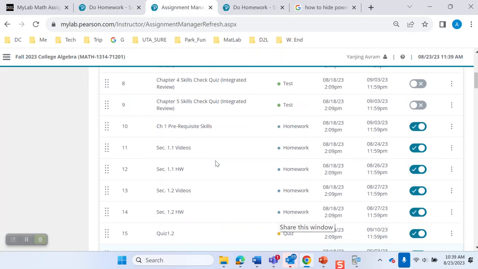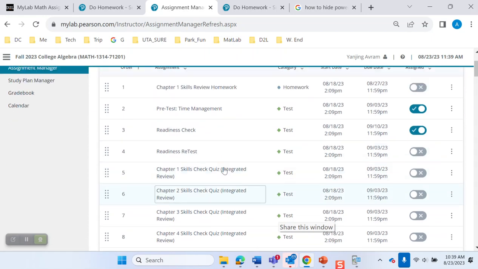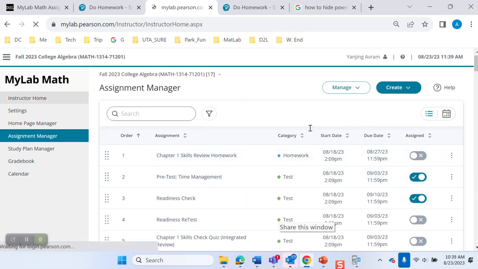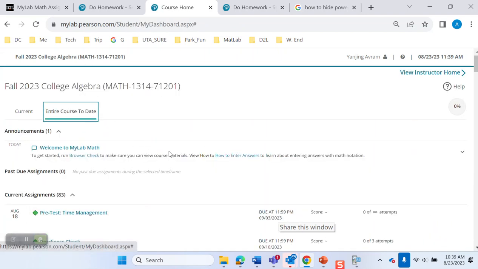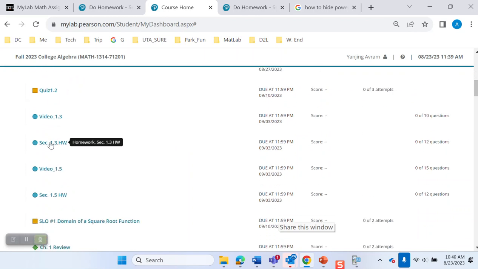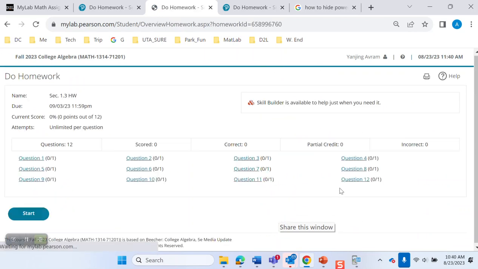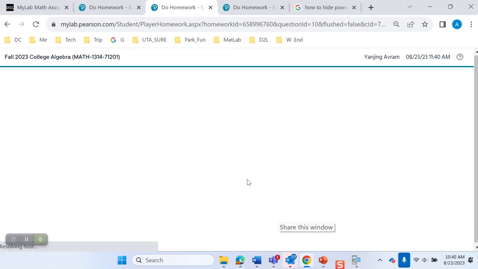All right, so let me go to the assignment. All right, let me go to the student's home. That way we will see the entire course today. All right, so we're going to go to the homework section 1.3. All right, let's pick question number 10 to see what we have.